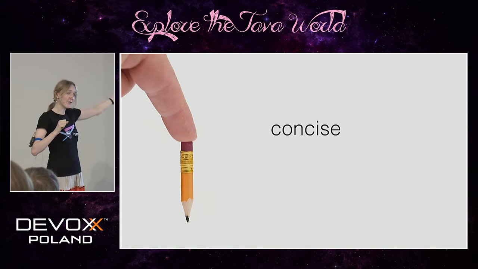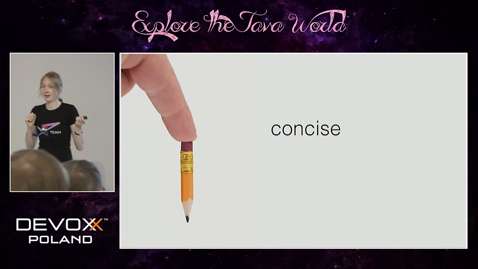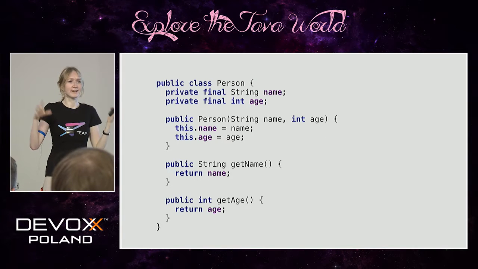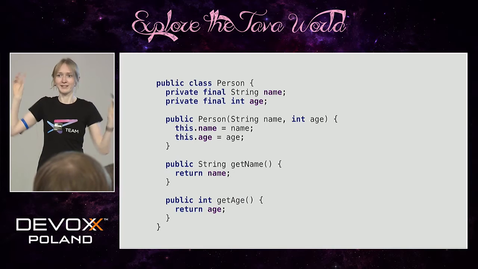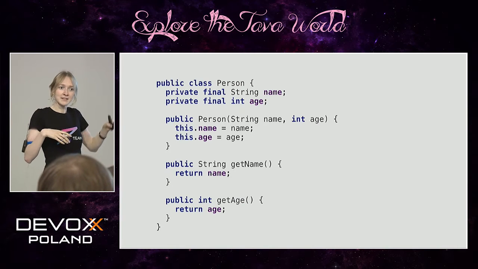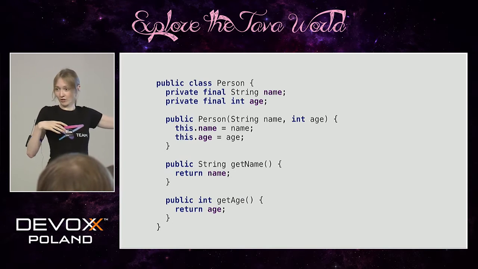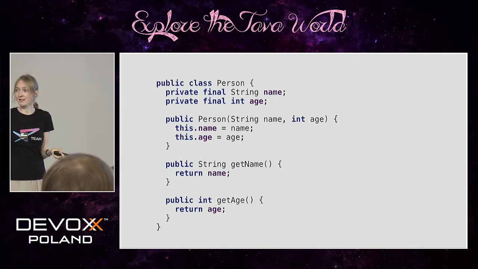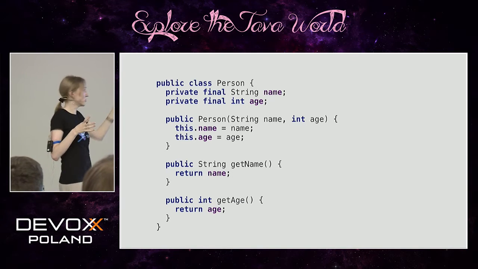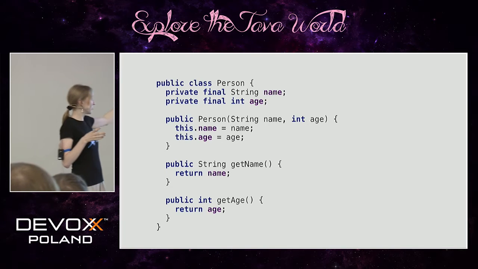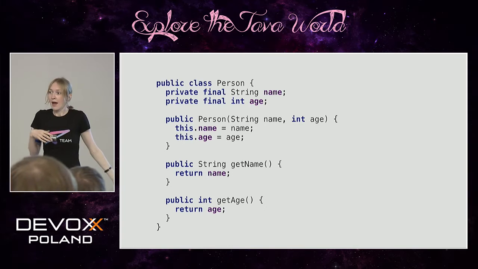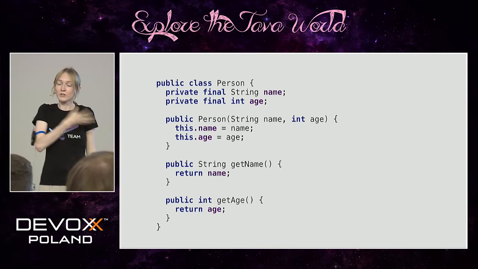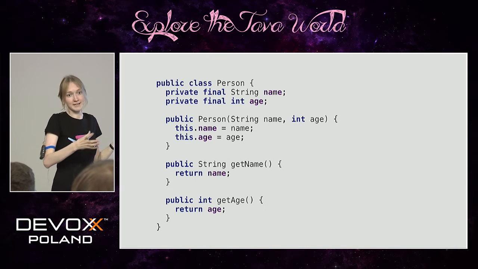So, the first thing is concise. I will give you a very classical example that I would say every modern language shows you. There is this regular Java code, and everyone is used to writing it, I hope, and generating all these getters and constructors. But what we want here is a more concise way to express the same thing.